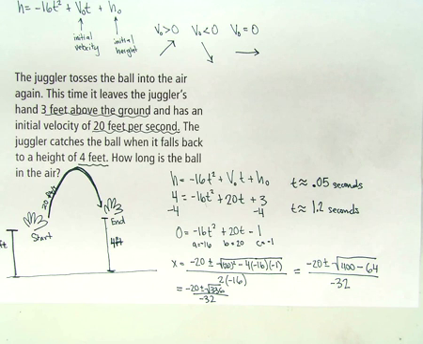So that means we should only have how many answers? 1. The ball can only be in the air for 1 amount of time. So what we have to do is use our logical thinking, or critical thinking skills, and decide which of these values is the correct value.